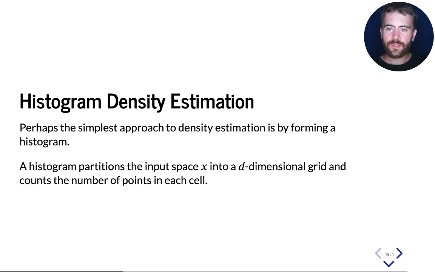So let's start with the simplest possible way of estimating a distribution, which is called histogram density estimation. Let's say that we have some points in some d-dimensional space. Perhaps the simplest thing we can do is divide this input space into a d-dimensional grid, and then count how many points fall within each cell in the grid. The cells containing more points will have higher probability. Then we can normalize the counts and assign a probability to each cell.